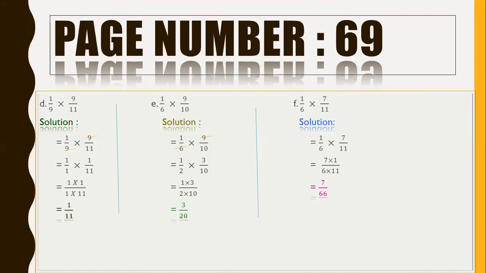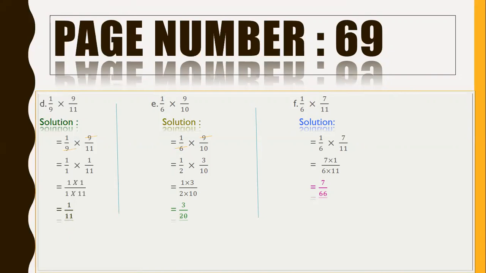We only multiply these two fractions. 1 multiplied by 3 and 2 multiplied by 10. 3 ones are 3 and 2 tens are 20. 3 over 20 is our required new fraction. Come to part F. 1 over 6 multiplied by 7 over 11.